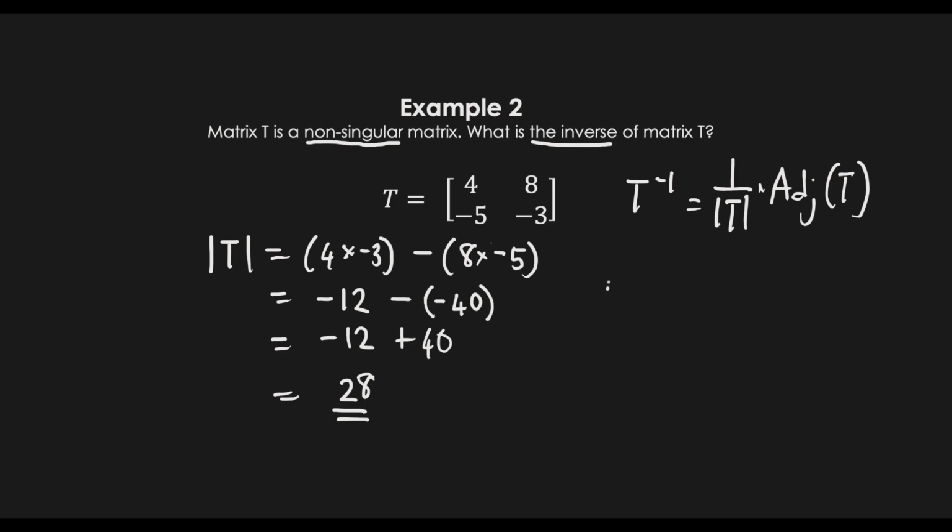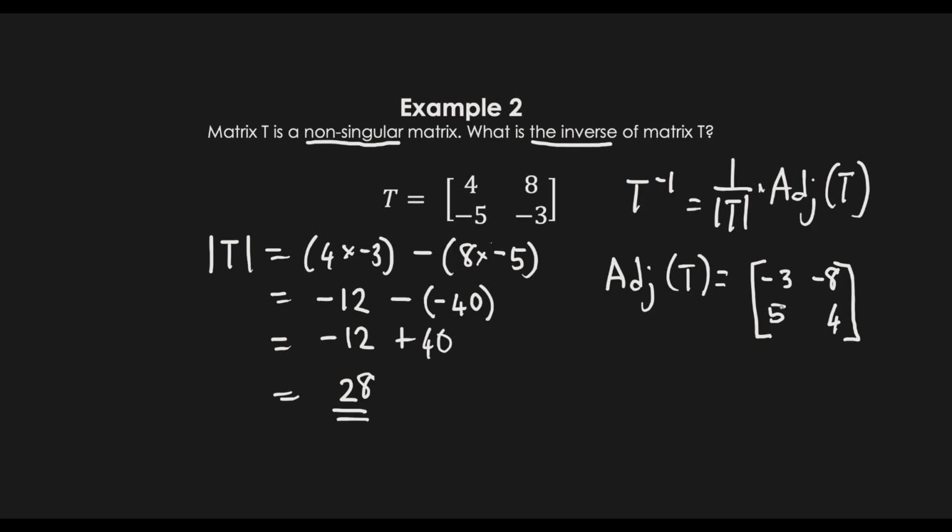Now for our adjoint, the adjoint of t. So what that would be equal to now, we swap the 4 and the negative 3. So we'll have the negative 3 here, the 4 here. We'll change that 8 to a negative 8. Remember, we just change the signs of these two. We swap these, but we change the signs of these. We leave them and change the sign. So 8 turns to negative 8. And what do you think negative 5 is going to turn to?